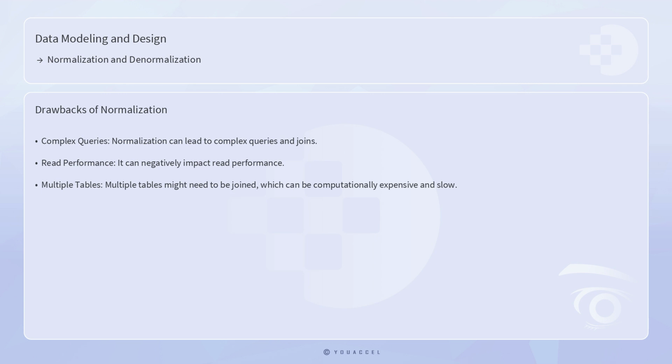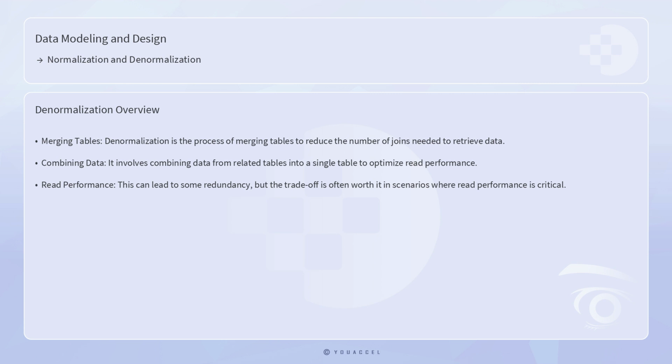However, normalization also has its drawbacks. One significant disadvantage is that it can lead to complex queries and joins, which can negatively impact read performance. Every time data is read from a normalized database, multiple tables might need to be joined, which can be computationally expensive and slow. This is where denormalization comes into play.